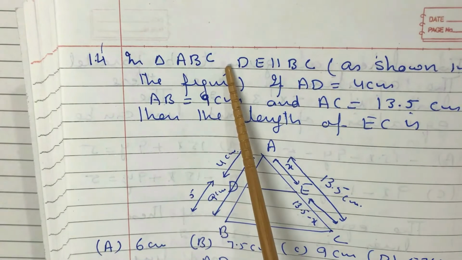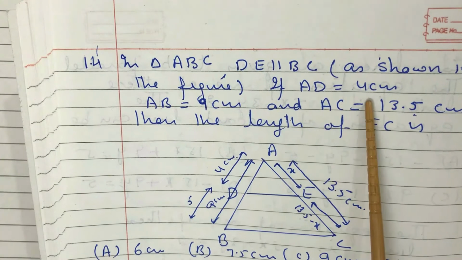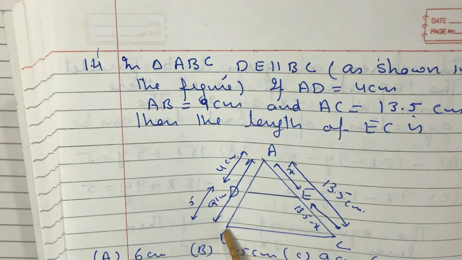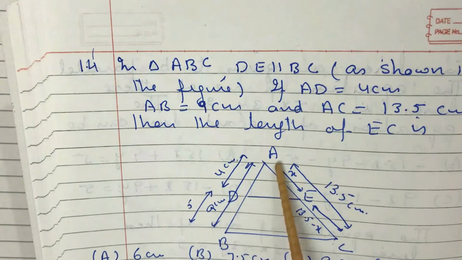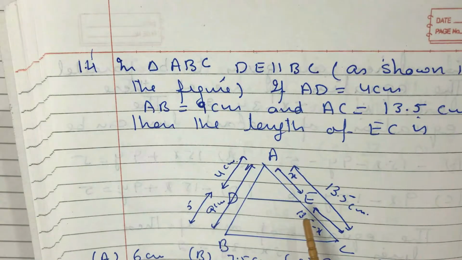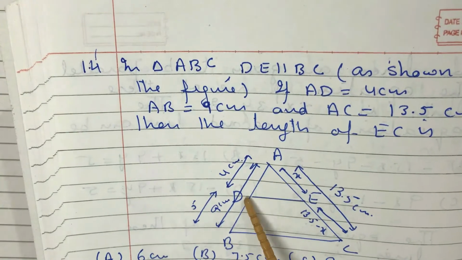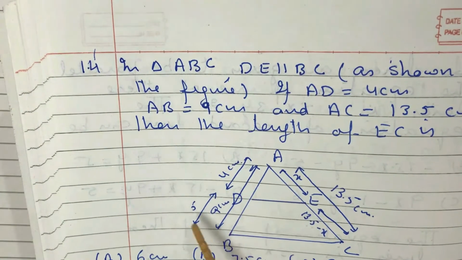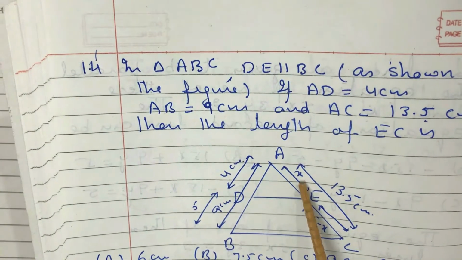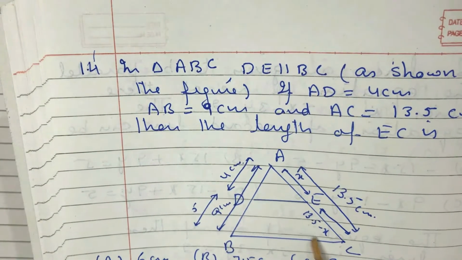Now in triangle ABC, DE is parallel to BC as shown in the figure. If AD is 4 cm, AB is 9 cm and AC is 13.5 cm, you are to find the length of EC. So here if this is 9 cm, AD is 4 cm, then DB is 5 cm. Similarly, if AE, I take this as X and this whole length is 13.5, then EC is 13.5 minus X.